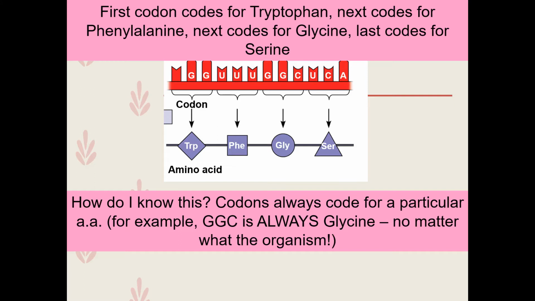Well, again, how do I know this? How do I know, for example, you see U, that codes for phenylalanine. How do I know that? How does a ribosome know that? What's interesting is that those codons always only mean one amino acid. And so, for example, GGC, which you see in this example, is always glycine. No matter what the organism, if a ribosome reads GGC, it's going to bring in a glycine. And so that's pretty cool.